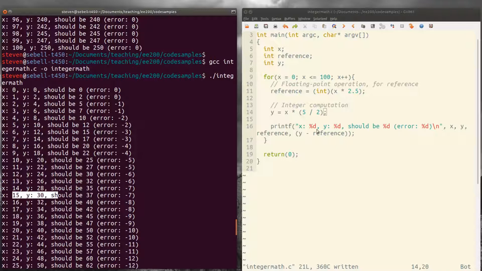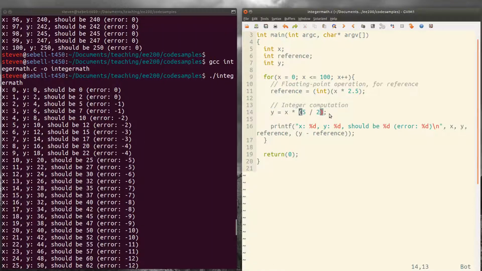So what's happening here? Well, 5 is being divided by 2 first because we put the parentheses there. So 5 divided by 2 is 2.5, but because that's an integer operation, the half gets dropped. It's truncated, and so we just have 2. So in this overall computation, we're just saying x times 2, which is not at all what we were trying to do.